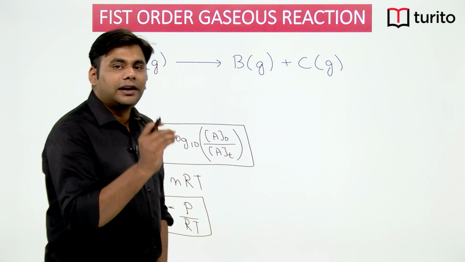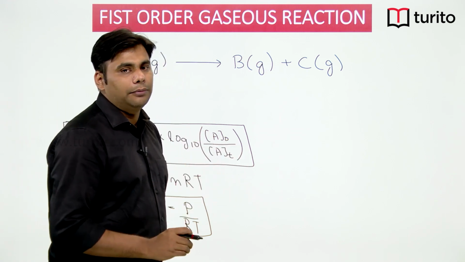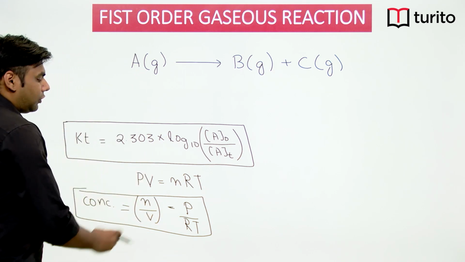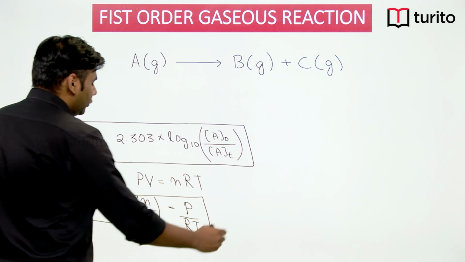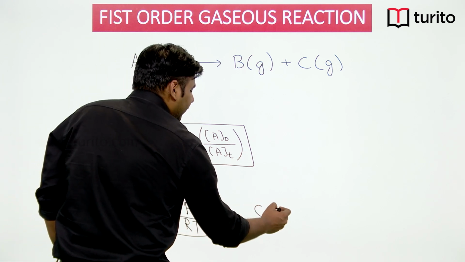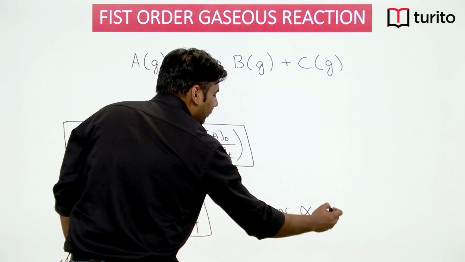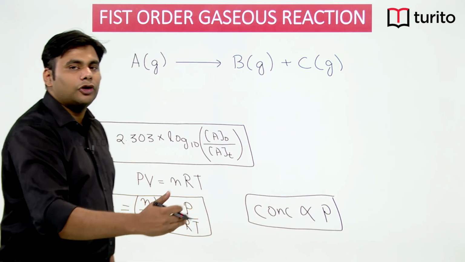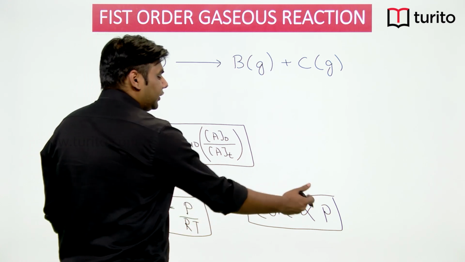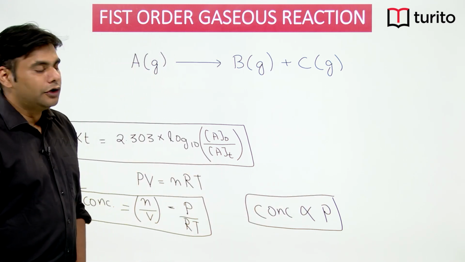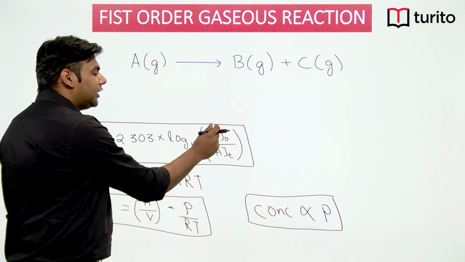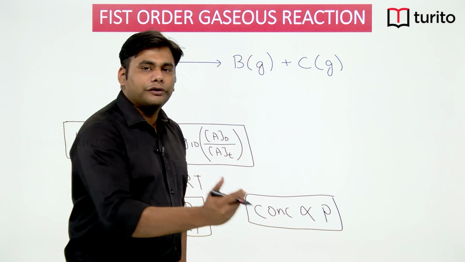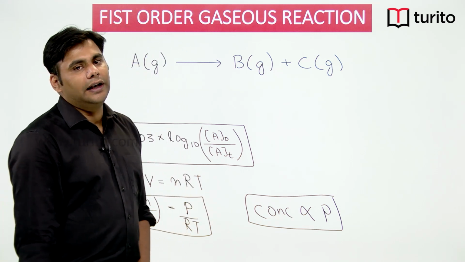Now also we know that a reaction is carried out at a particular temperature. So temperature is constant in a reaction. So when temperature is constant, we know that R is also constant. So we can directly say that concentration is proportional to pressure. Okay, so we will express concentration in terms of pressure also. So what we are going to do over here is just put pressure instead of concentration, because concentration and pressure are directly related to each other.